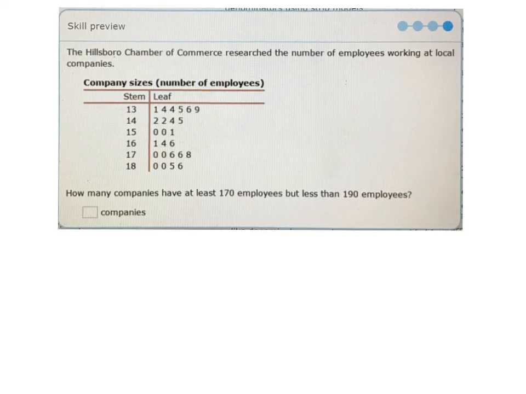Okay, so at least means including 170 and more. So that's 1 with 170, 2 with 170, and now we're at more than 170, 3, 4, 5, 6, 7, 8, 9. 9 companies, because these have like 180, 185, 186, 176, 176, 178. 9 companies. Okay, that's it for this example in this section.